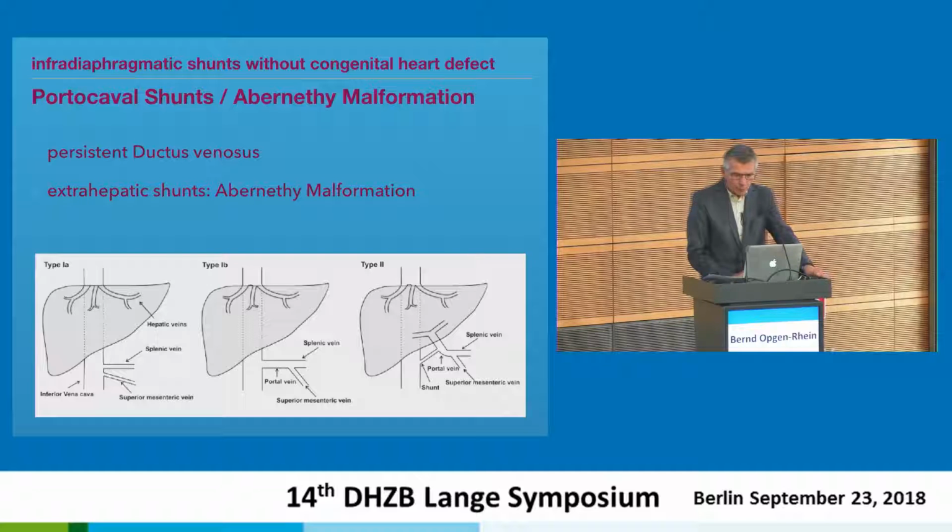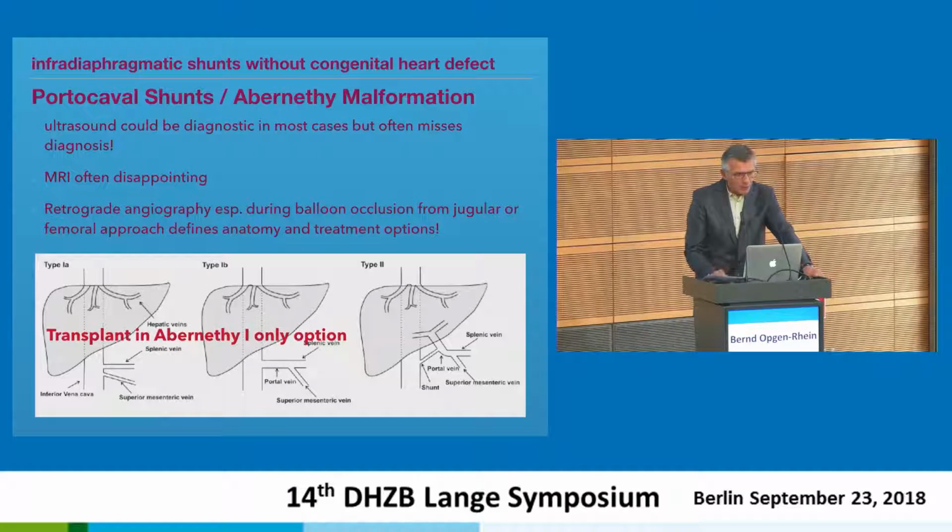We are faced with two entities. The first one is a persistent ductus venosus, and the second one are the Abernethy malformations. Diagnosis is usually made by ultrasound, but in most cases it's missed for a long time because they are not suspected and not searched for, and the experience with these malformations is really low. MRI is often disappointing, and if we have a diagnosis, retrograde angiography, especially during balloon occlusion, from different approaches, defines anatomy and treatment options very nicely.